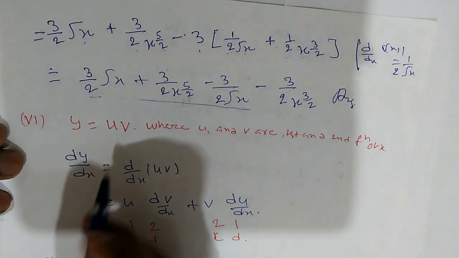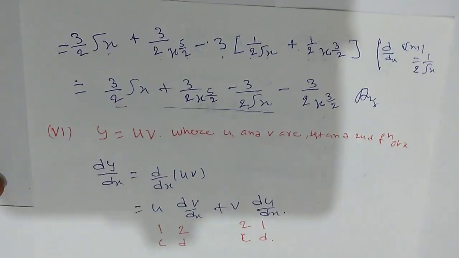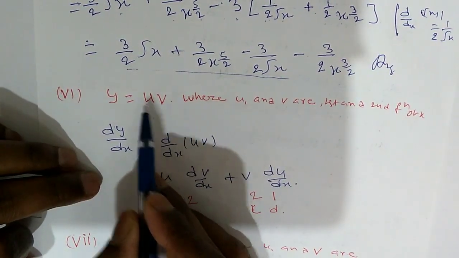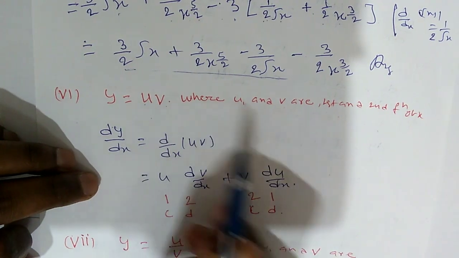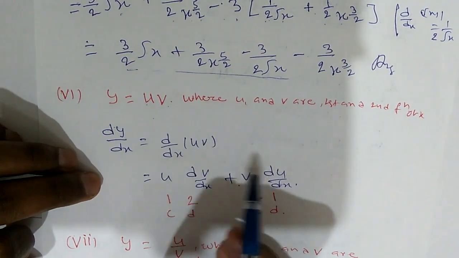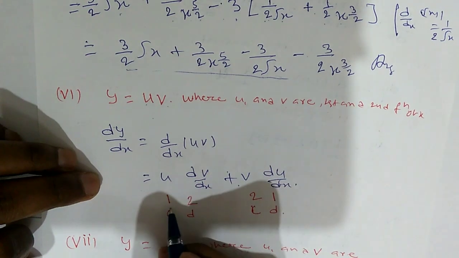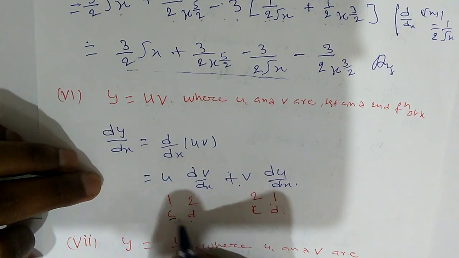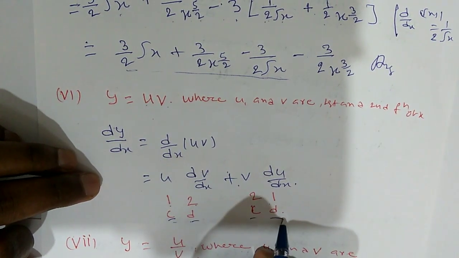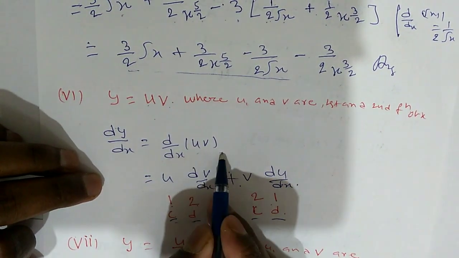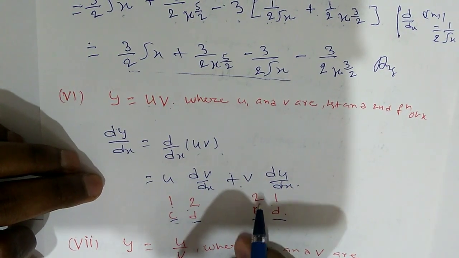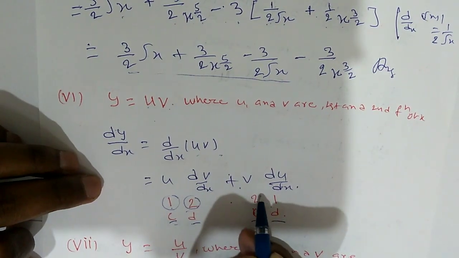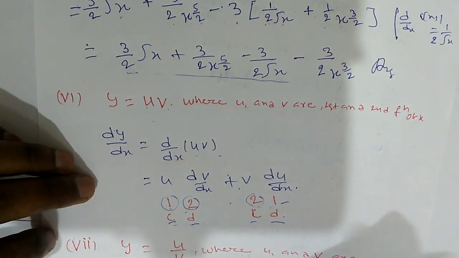Next is the form of multiplication. In case of multiplication, when we differentiate, we always remember: first constant, second differentiation, plus second constant, first differentiation. Like 1221 CD, it means constant differentiation, constant differentiation. Always remember in case of multiplication 1221: first constant, second differentiation, plus second constant, first differentiation.